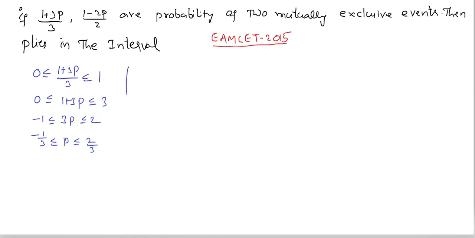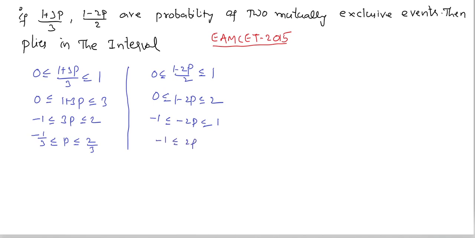And the second one is 0 ≤ (1-2p)/2 ≤ 1. That is 0 ≤ 1-2p ≤ 2. So -1 ≤ -2p ≤ 1. Multiplying by minus, that is -1 ≤ 2p ≤ 1, so -1/2 ≤ p ≤ 1/2.